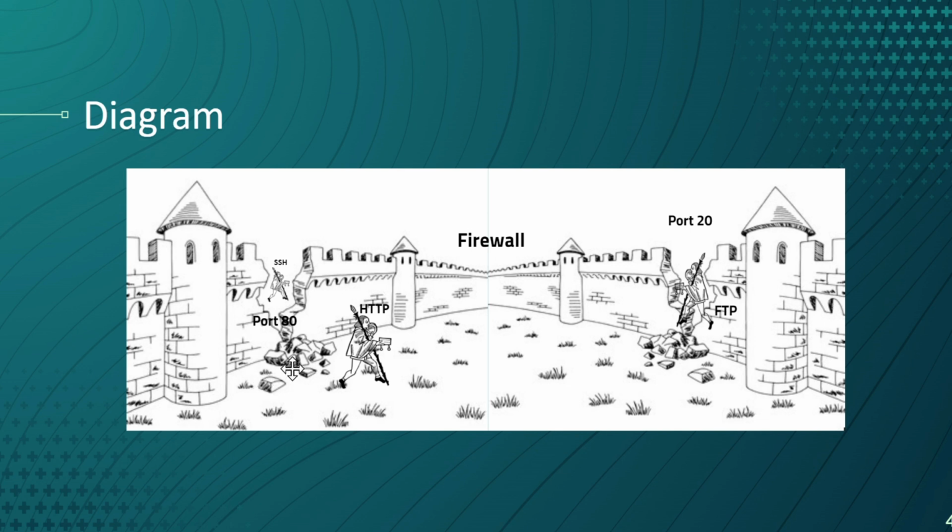As you can see, there's port 80 right here, and port 80 allows HTTP traffic to come in and out. This is represented by this messenger right here sending the packets that pertain to HTTP. Over here we have a similar situation where port 20 allows FTP, or File Transfer Protocol, in and out of the castle walls. However, SSH does not have a port open, or a hole in the wall, so it's unable to enter and pass traffic through.